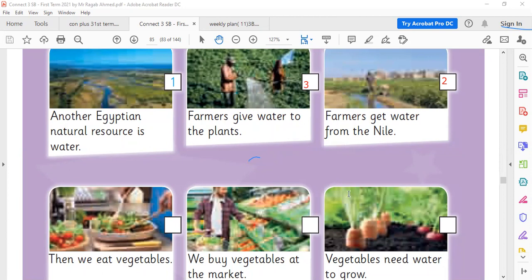Muhammad Samir. Okay, Muhammad Samir. What is number 4? Number 4, we buy vegetables at the market. This is number 4. What about vegetables? They need water to grow. Number 4 is vegetables need water to grow. Thank you, Muhammad Samir.